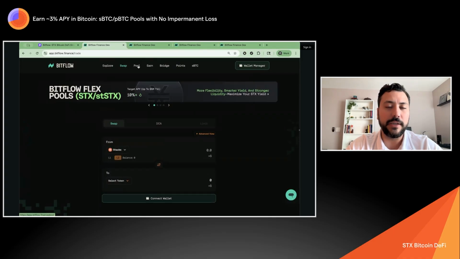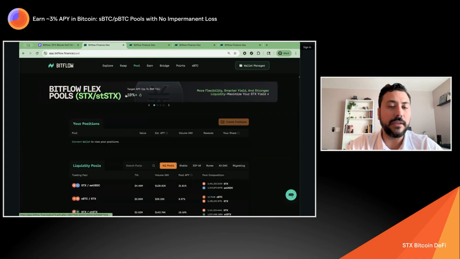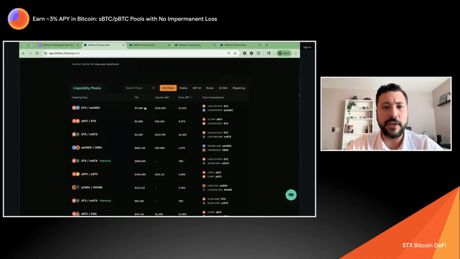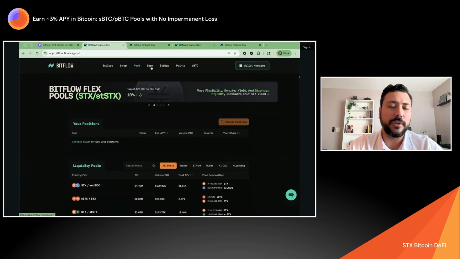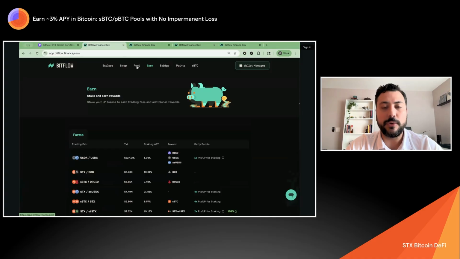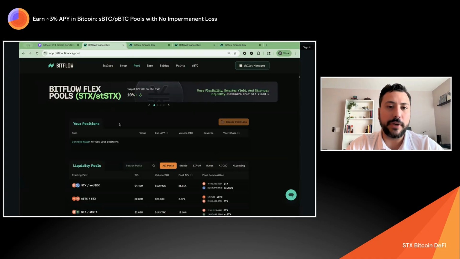You have your pools page. This is where you're going to be providing liquidity and choosing which pools you want to provide liquidity to based on TVL, volume, APY. And then we're also going to be going over earning, which is an additional earning of rewards where you're staking, known as farming, for additional rewards given by the protocol.